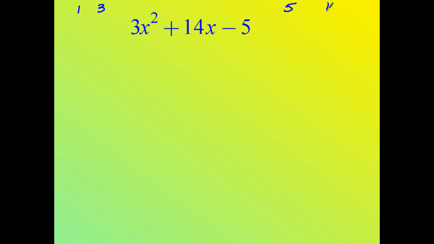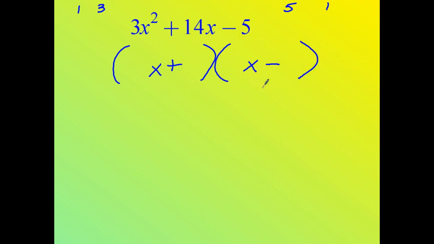Now, this one's going to be a little tricky because I have a negative 5, which means the difference between the combination of factors here is 14. So I'm going to say it's going to be something x and something x, and one is going to be plus and one is going to be minus, and I'm going to get 5.